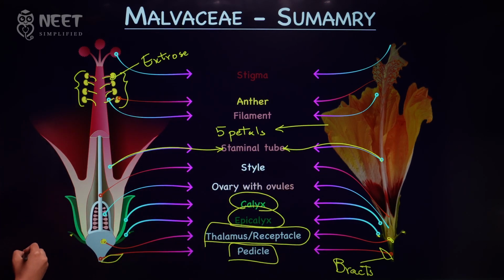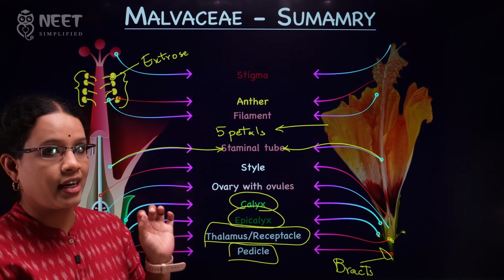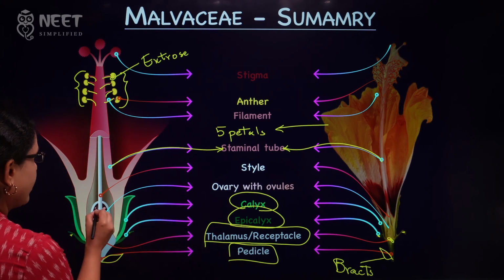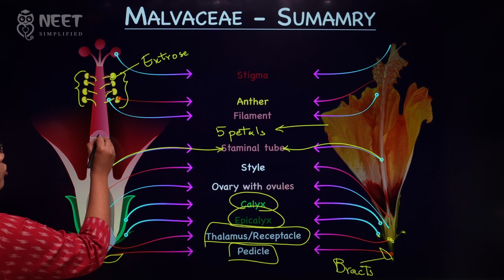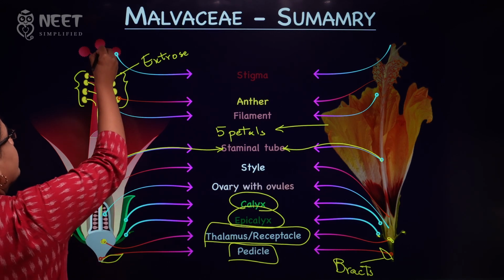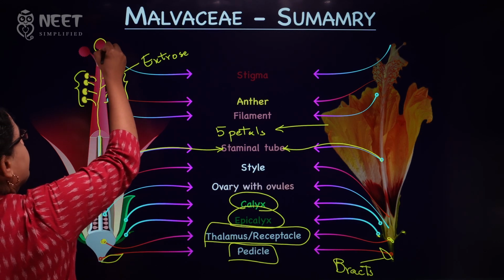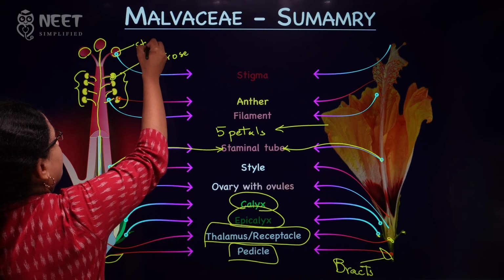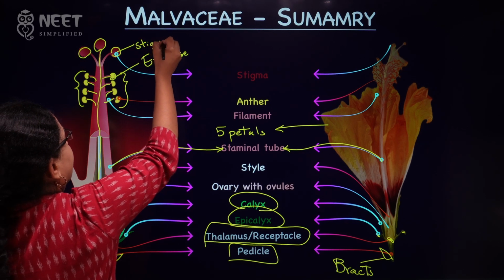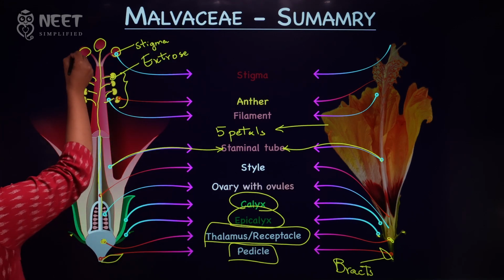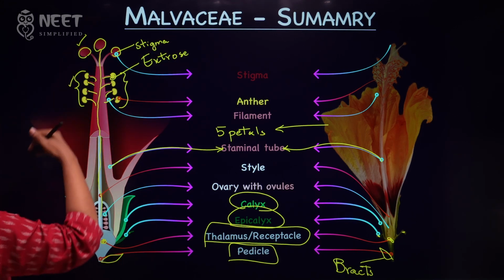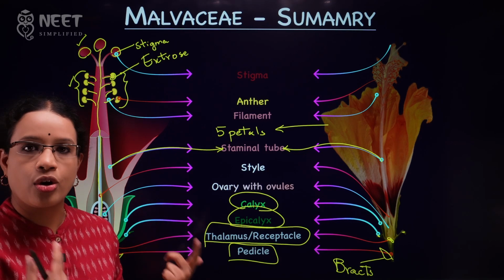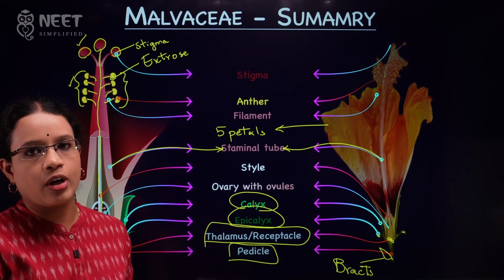And we understood about one more important condition for the staminal tube, that the style of the ovary is going to pass through the staminal tube without getting fused to it. And here you are seeing the stigma of the ovary. Now very clearly here the anthers and the stigma are in different levels. So you will see that they are promoting cross pollination by hercogamy.